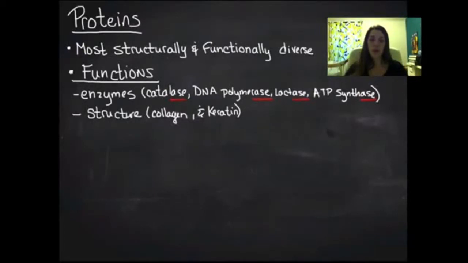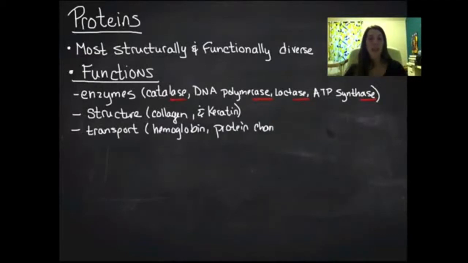So those are structural. Proteins are also involved in the transportation of things on an organismal level and on a cellular level. So on an organismal level, hemoglobin is how we transport oxygen around the body. On a cellular level, protein channels allow certain molecules to move through the cell membrane. So you all learned about protein channels in the cell membrane when you took Bio 1. So that's involved in transport.